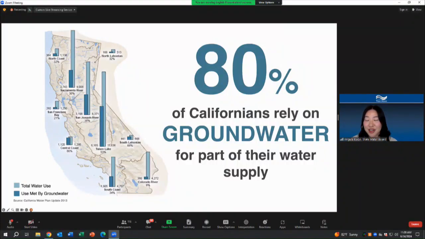Groundwater is an essential part of California's water portfolio, with 80% of Californians relying on groundwater for part of their water supply. During average water years, groundwater makes up 38% of the state's water supply, but during times of drought, groundwater makes up 60% of our supply. As you can see in this figure, groundwater is used differently in different parts of the state. The cornerstone of groundwater management in California is that local conditions require local management and solutions with oversight and guidance from state water agencies.